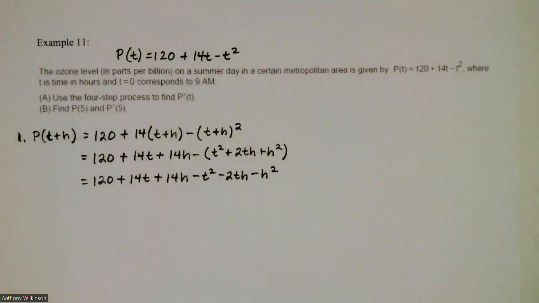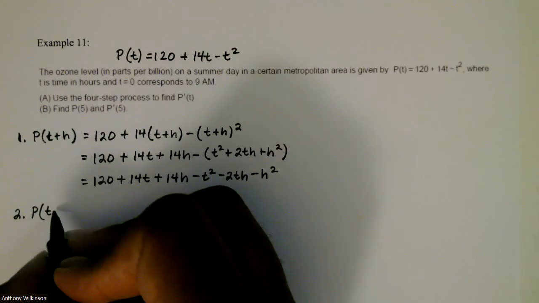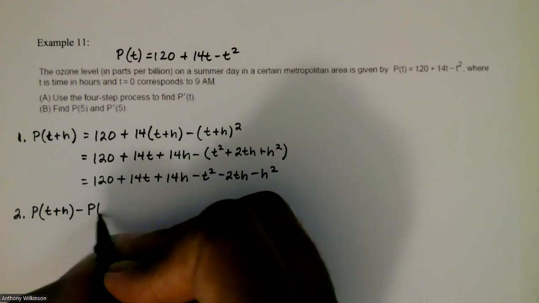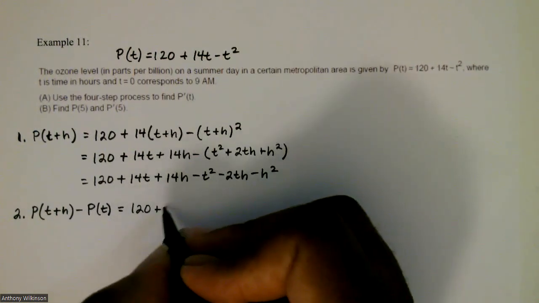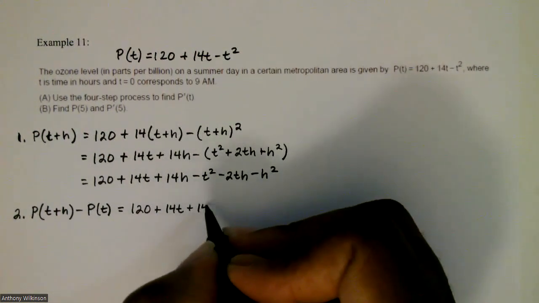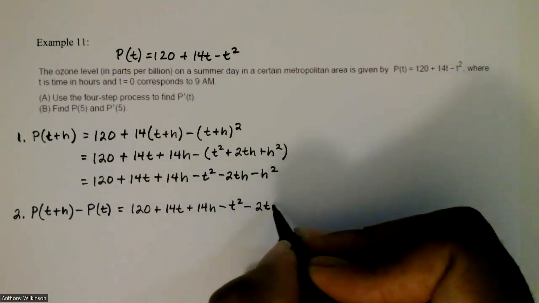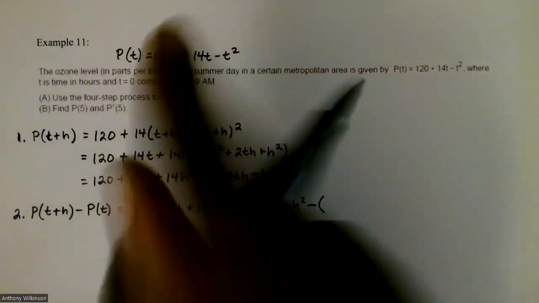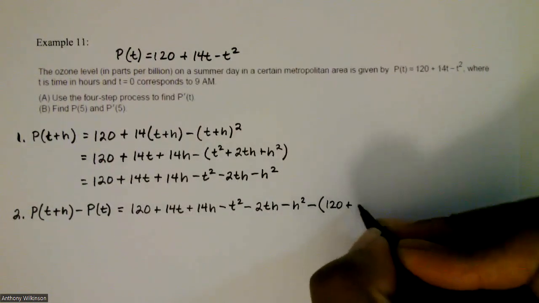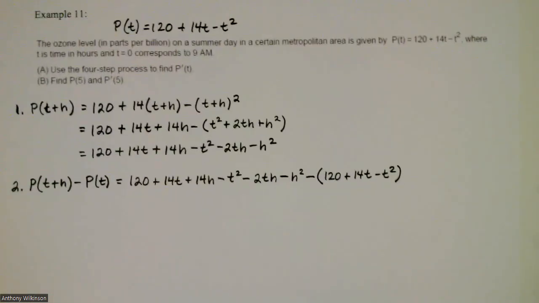Okay, unfortunately, there are no terms to combine. So this will be P of T plus H. Step number 2, subtract P of T from P of T plus H. So I got the 120 plus 14T plus 14H minus T squared minus 2TH minus H squared, then minus that P of T, which was 120 plus 14T minus T squared. Notice I'm putting that in parentheses.